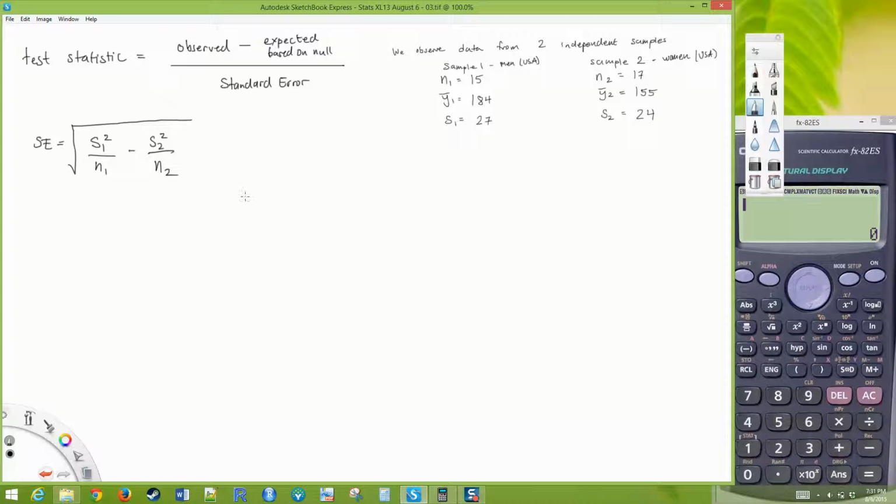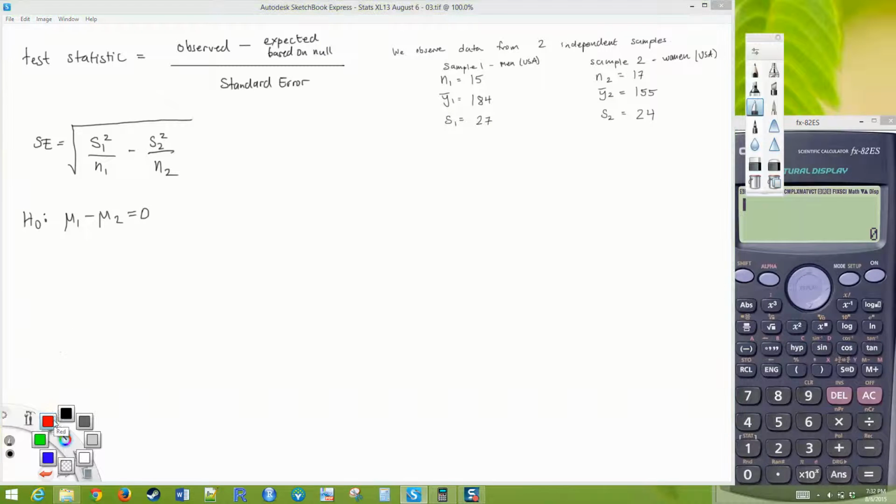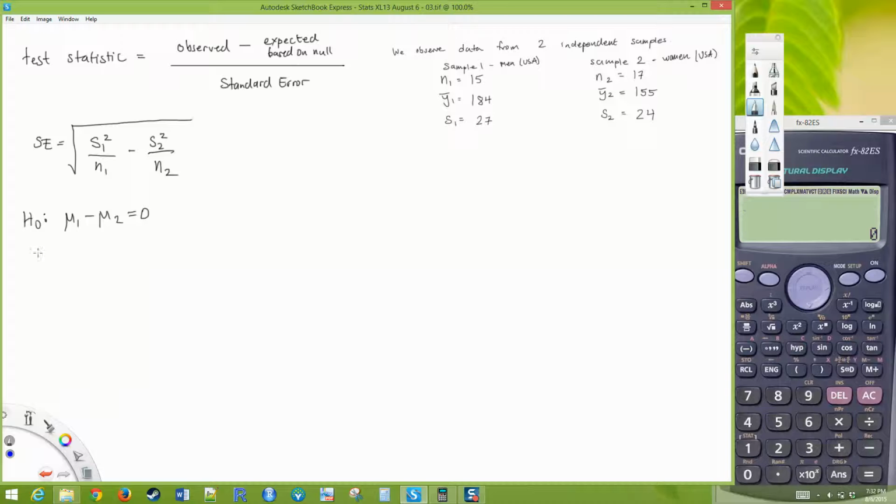So let's think back to what our null hypothesis is. I'm going to write it in this form: mu1 minus mu2 is 0. So if the null hypothesis is true, we expect y bar 1 minus y bar 2 to be close to 0. So 0 will be our expected value.